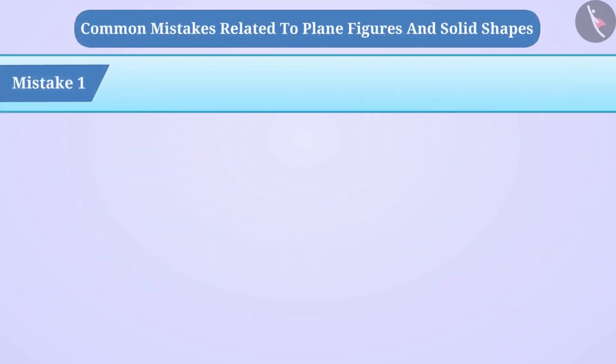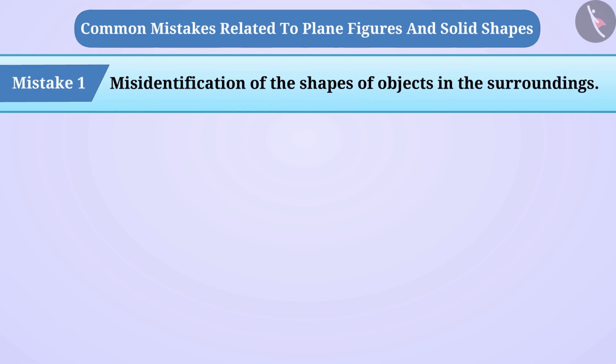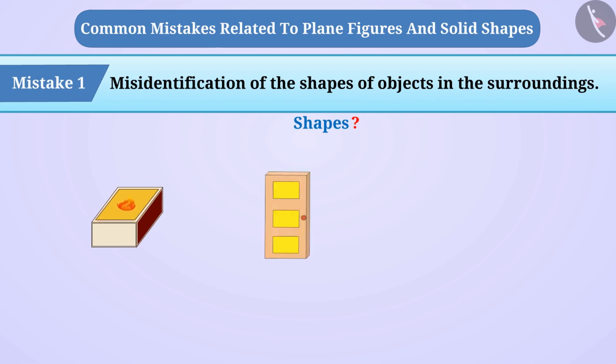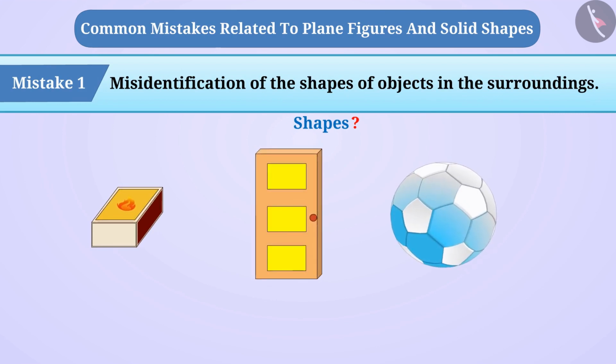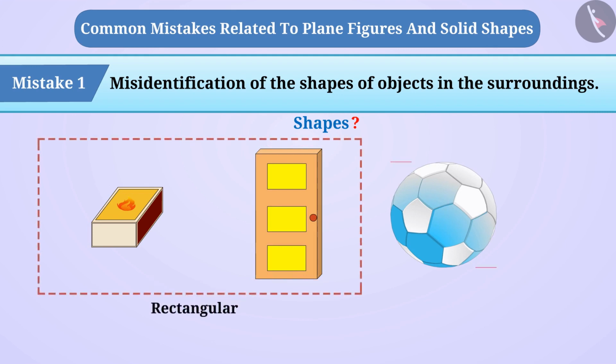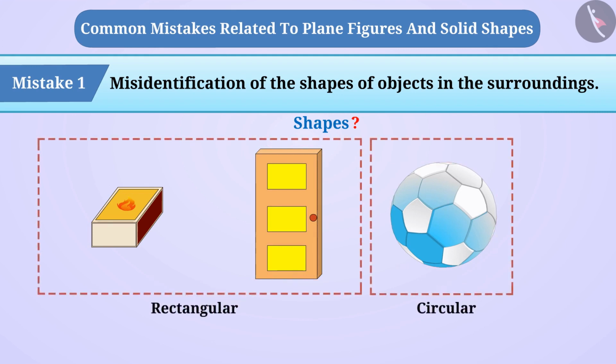Mistake 1. Misidentification of the shapes of objects in the surroundings. If children are asked the shape of the matchbox, door and ball, then they say that matchbox and door are rectangular and the ball is circular. This is because in their childhood, while identifying shapes, it was said that the matchbox and the door are rectangular and the ball is circular.